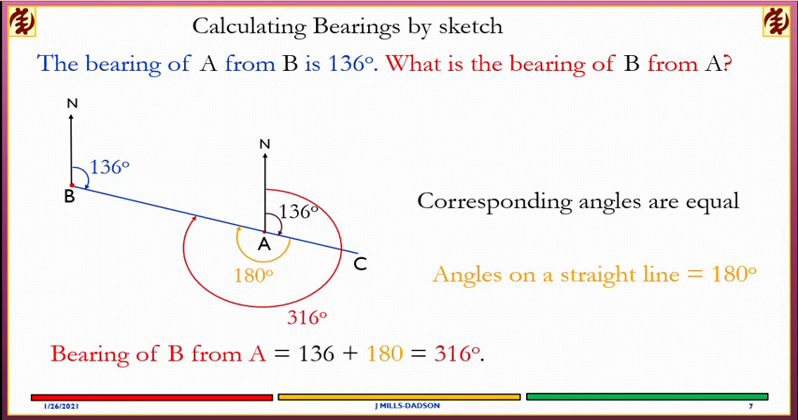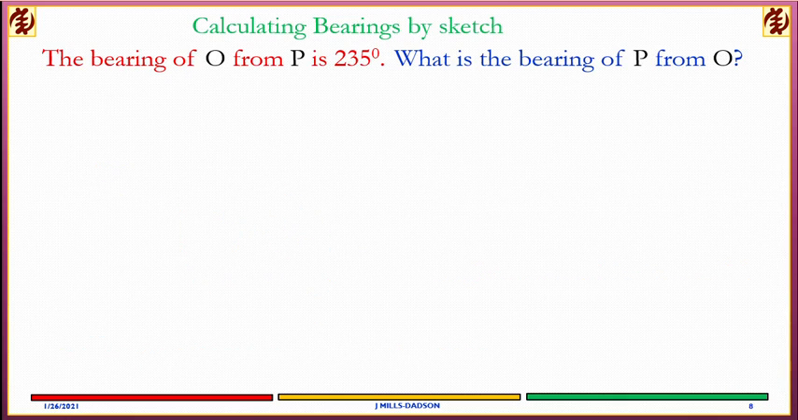So therefore, bearing of B from A is 316 degrees. Let's look at one more example. Bearing of O from P is 235. What is the bearing of P from O? Okay, let's sketch the first one.